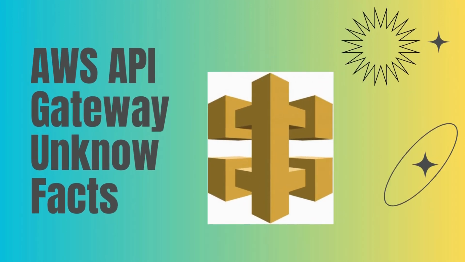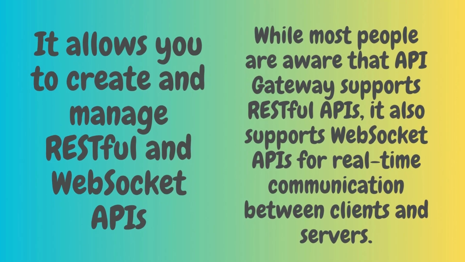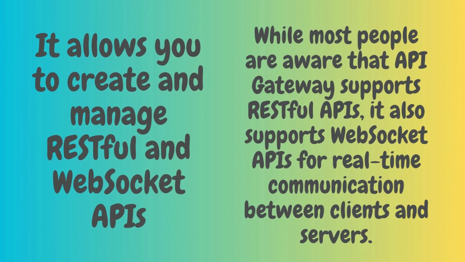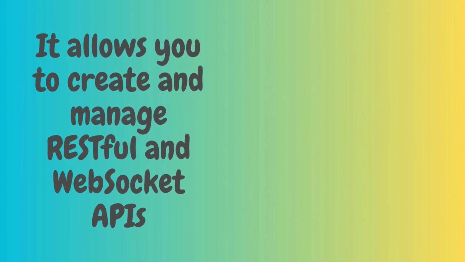It's now time to talk about some unknown facts about AWS API Gateway. First, it allows you to create and manage RESTful and WebSocket APIs. While most people are aware that API Gateway supports RESTful APIs, it also supports WebSocket APIs for real-time communication between the client and server. There is an addition to this: it supports a lot of protocols. One of the most used protocols is gRPC, so it's supporting the updated version of this API.